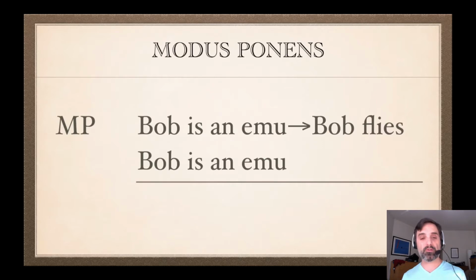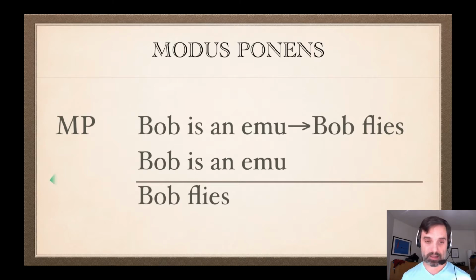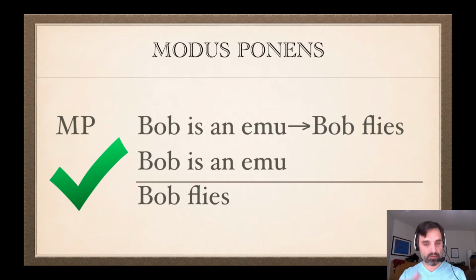So what are these rules? The first rule is modus ponens, MP. You say Bob is an emu. If Bob is an emu, then Bob flies, and Bob is an emu, so Bob flies. Is that a good step? Yes, definitely so. If the premises are true, then so is the conclusion. And what's the form of this argument? Well, we have a conditional, and we have the antecedent of the conditional as our premises, and we infer to the consequent of the conditional. And indeed, if a conditional is true and the antecedent is true, then the consequent has to be true, and that's why this is a good rule.